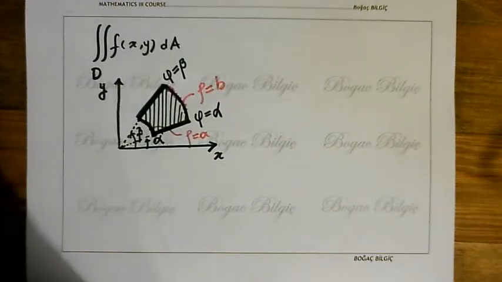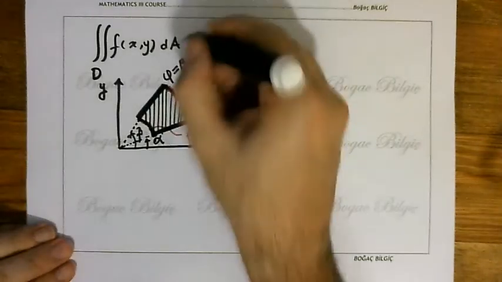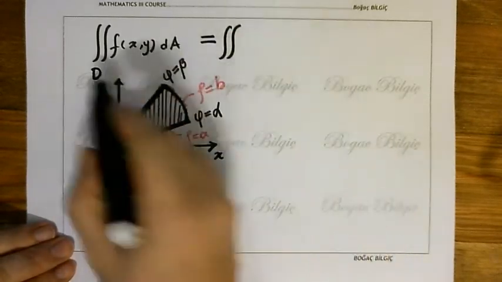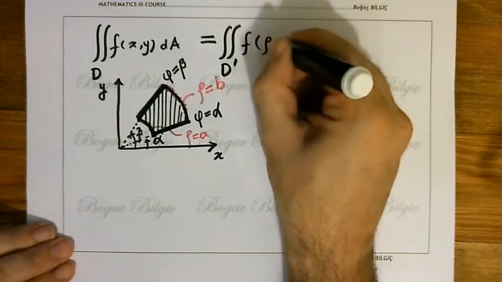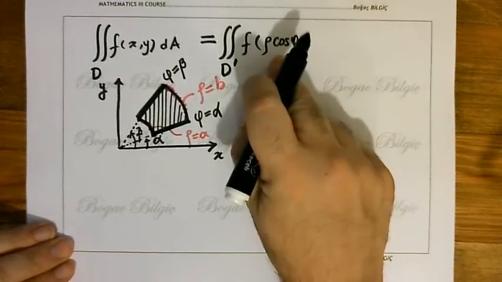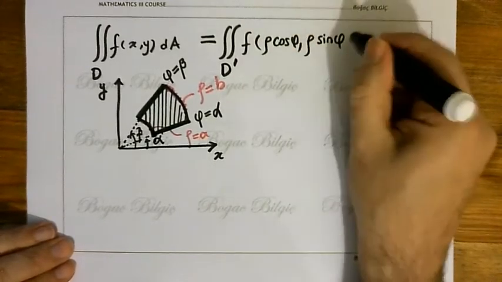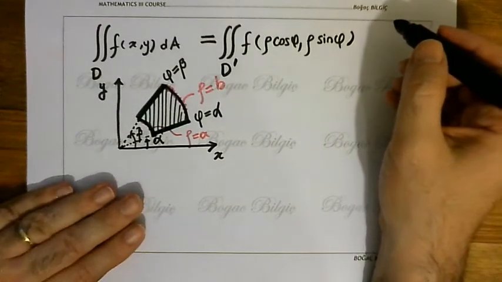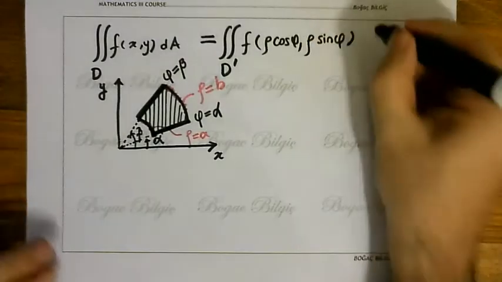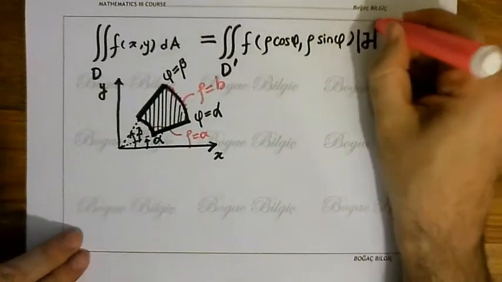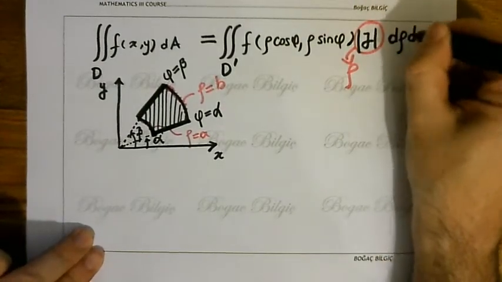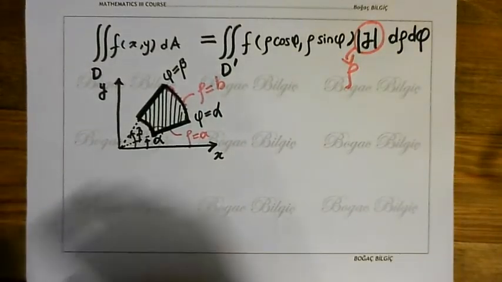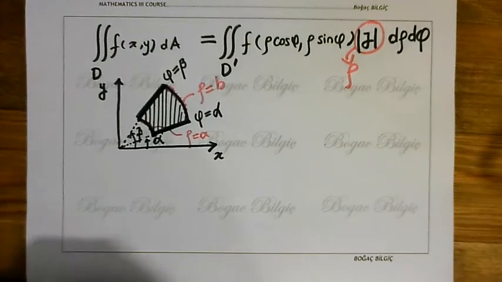And in polar coordinates, D goes to the new D*, and f of rho cos phi instead of x, rho sin phi instead of y, and you remember the absolute value of the Jacobian is rho for polar coordinates, and d rho d phi. We calculate the double integral using this formula for polar coordinates.